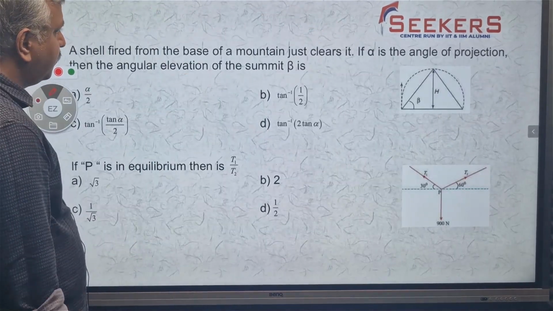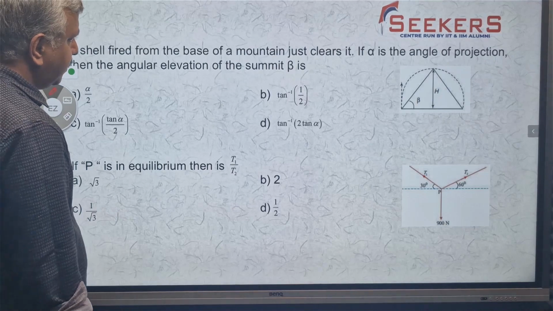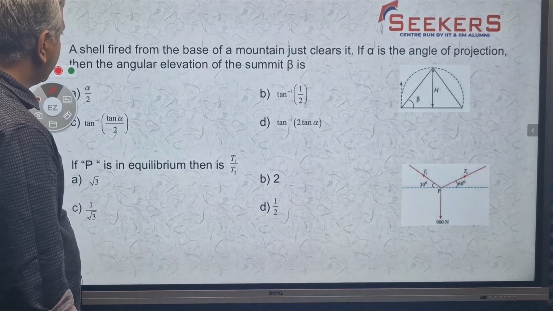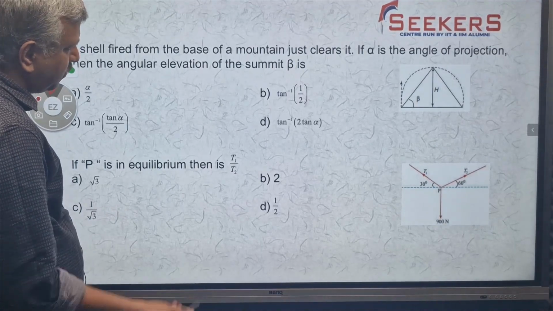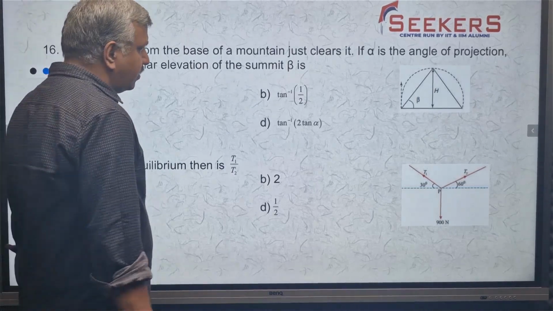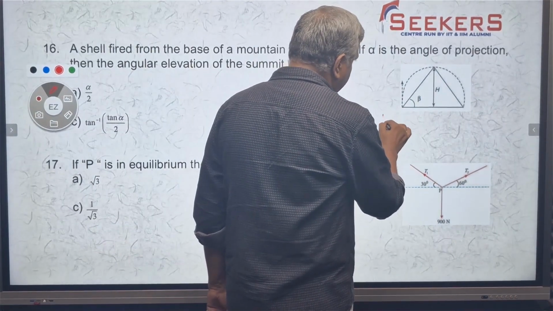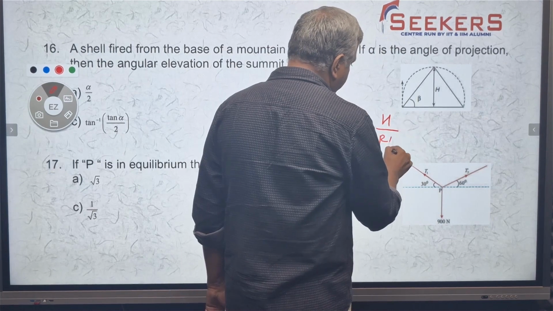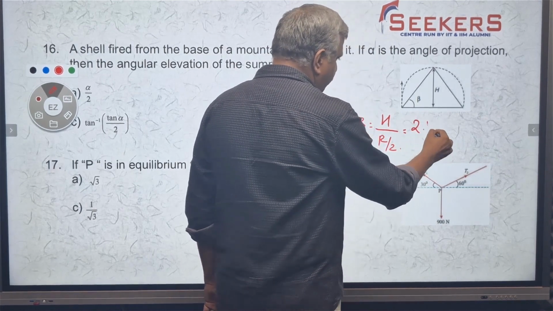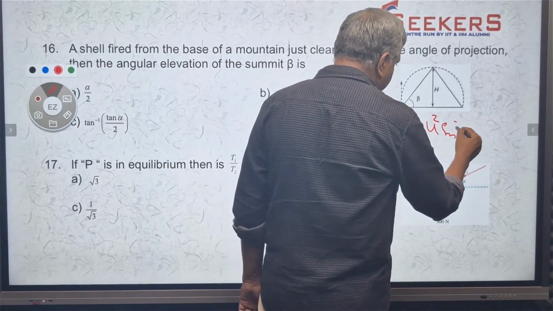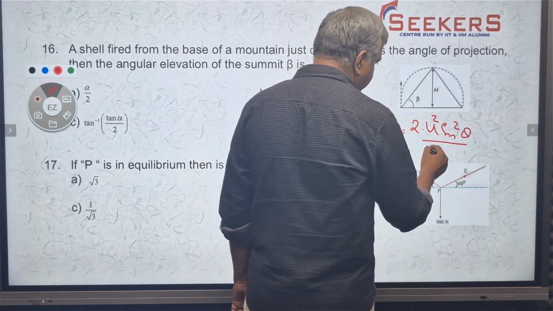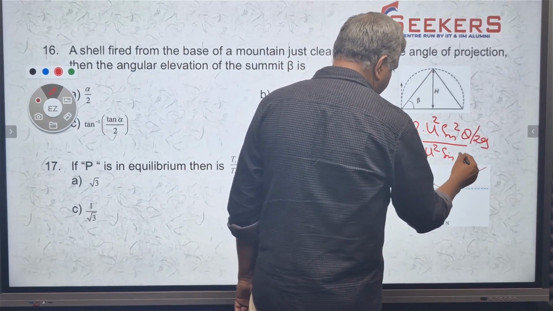A shell fired from the base of a mountain just clears it. If alpha is the angle of projection, then the angular elevation of the summit beta is how much? So we have just seen this kind of question. So this is given as h. So tan beta is equal to h divided by range by 2. So that is equal to 2 times u squared sin squared theta by range. Range is u squared sin 2 theta by g.